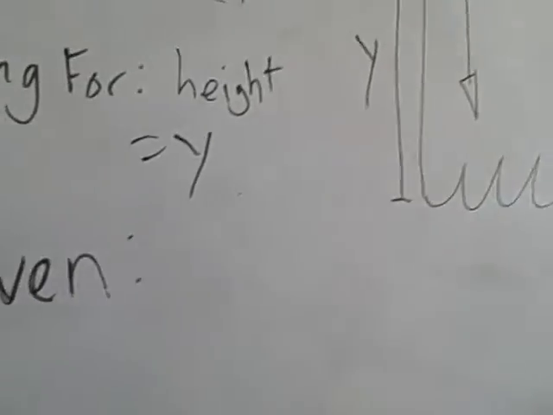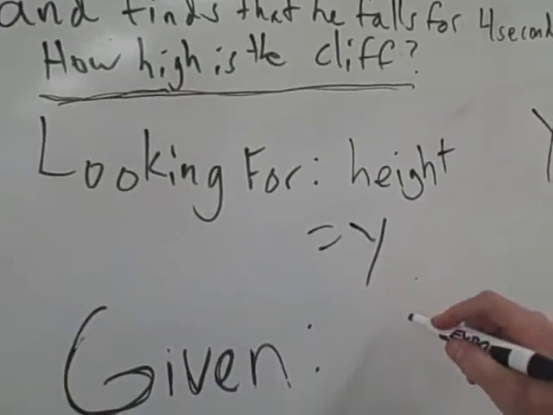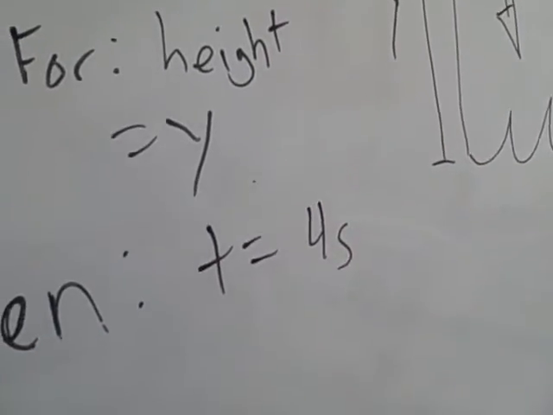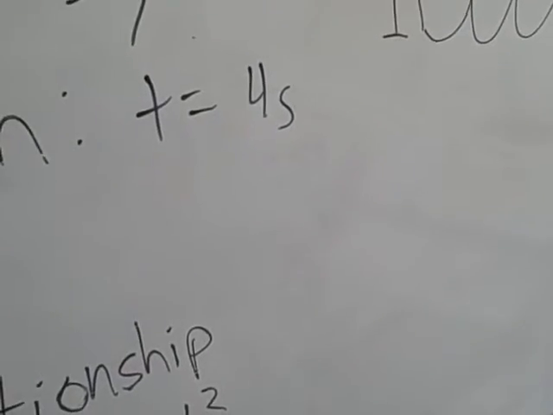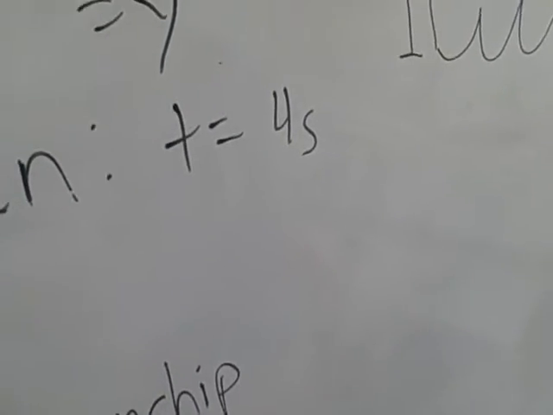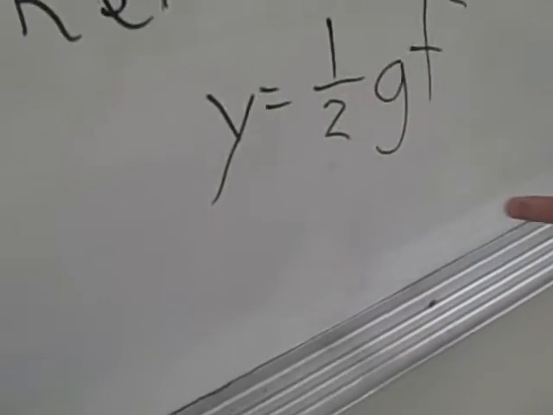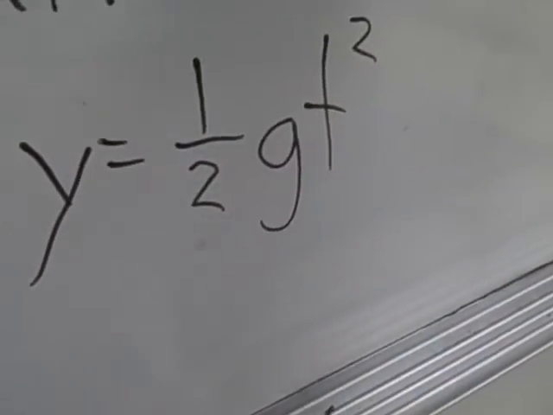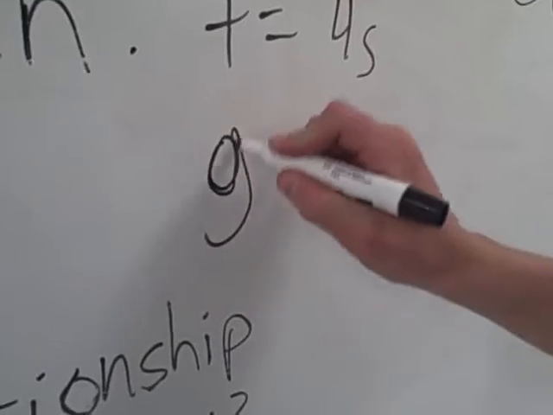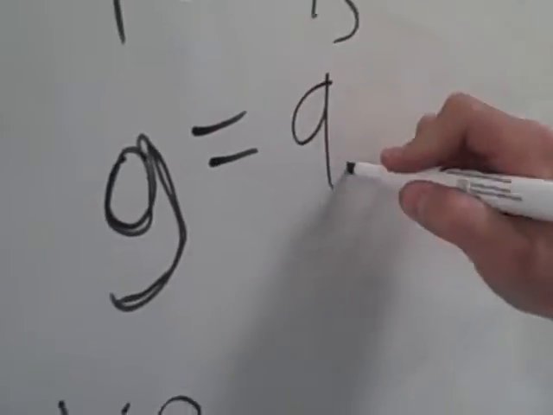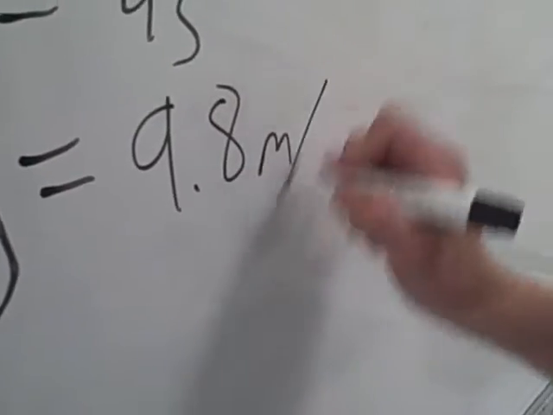Okay, what are we given? We are given time, which is 4 seconds, and we are going to use the equation y equals 1/2 gt squared. So we have another variable here, g, but we always know what g is. g is the acceleration, and that is 9.8 meters per second squared.